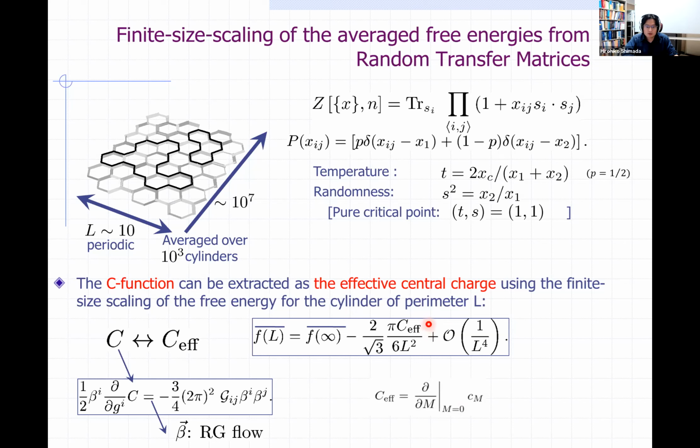These are very physical, and we can indeed extract them from the computation by transfer matrix, for instance. So we multiply random transfer matrices many times, like 10 to the 7th, in this direction.